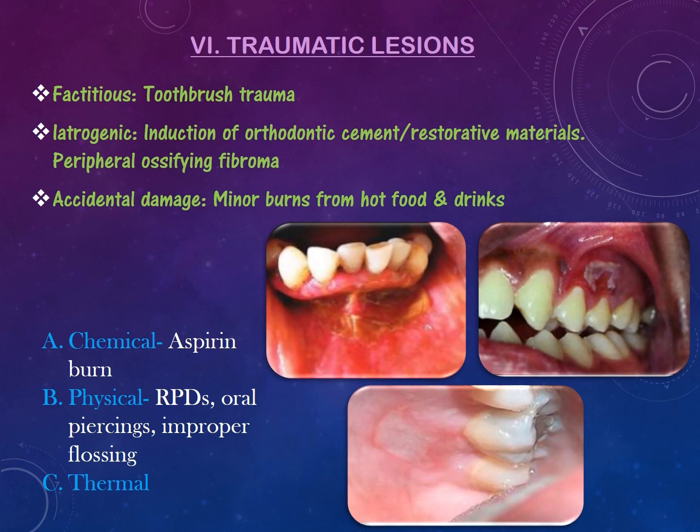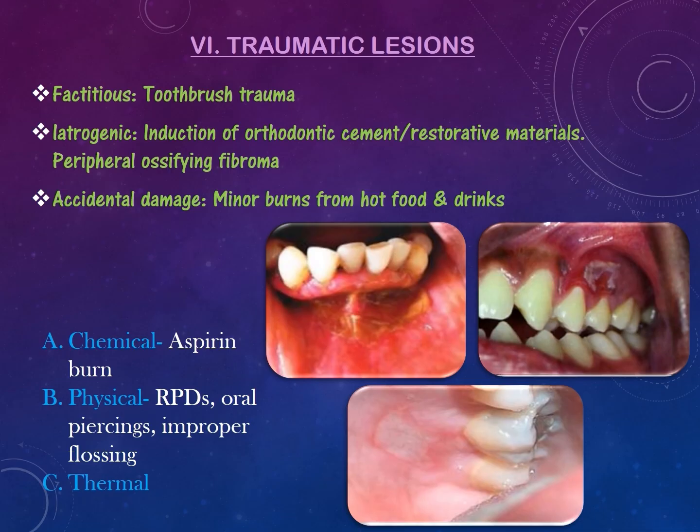So traumatic lesions can also be classified into chemical lesion resulting from the aspirin burn, or physical lesion resulting from RPDs or oral piercings or improper flossing, or thermal lesions which are resulting from the burns from hot foods and drinks.